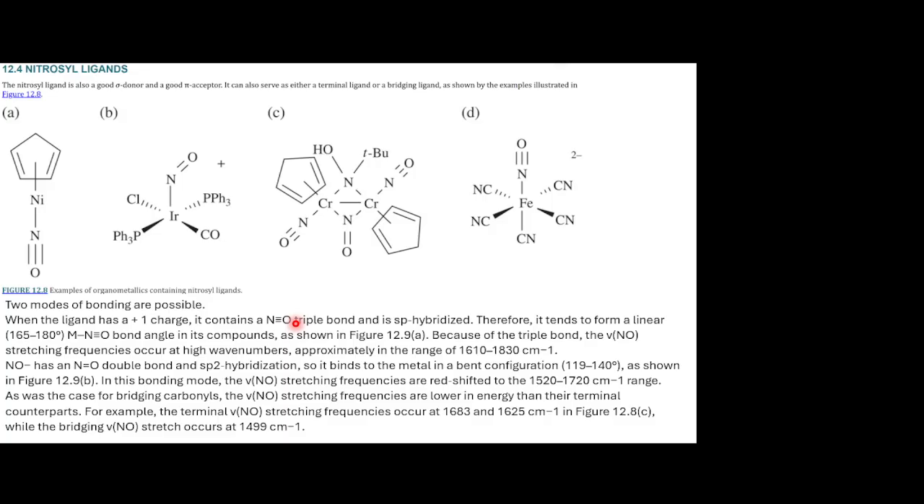Okay, so these are going to be nitrosyl ligands. So this is going to be a very, very good sigma donor. It will actually be a good pi acceptor as well. They're not necessarily a good pi donor. It can serve as either a terminal ligand or a bridging ligand, which we actually see examples of in here. For example, right here, this is terminal, right? This is bridging, isn't it? Where it's bridging across.